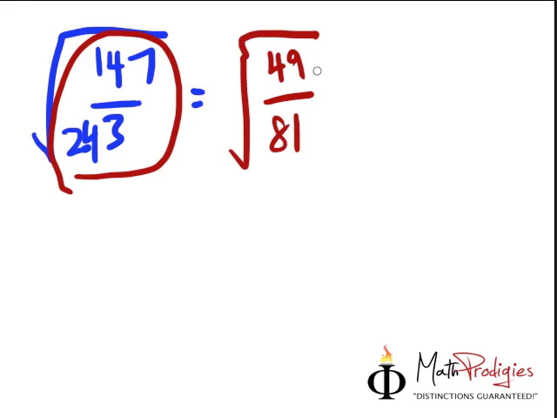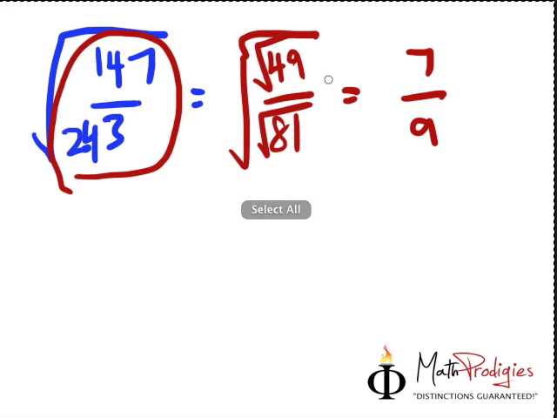So when you square root this and you square root that, you get 7 over 9, because it's actually the same as saying square root 49 over square root 81. So that's the answer for part B. We are breezing through these questions. So let's move on to the next one.